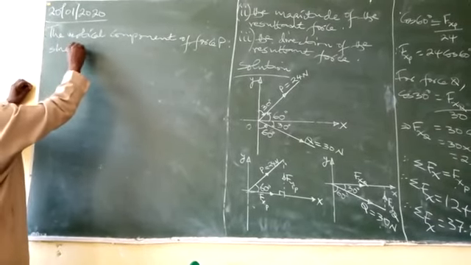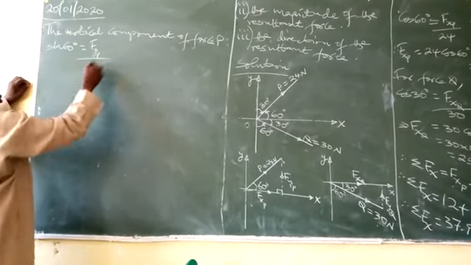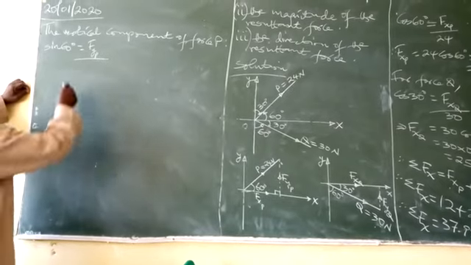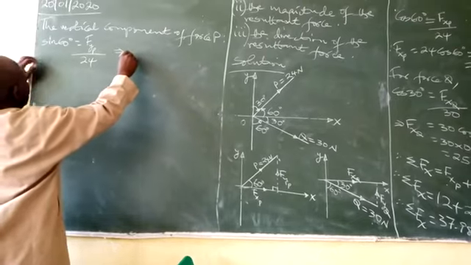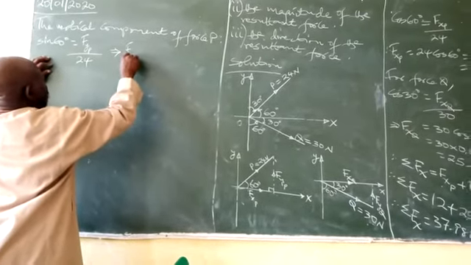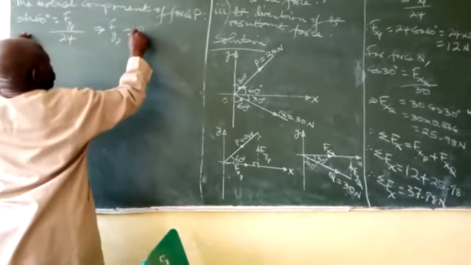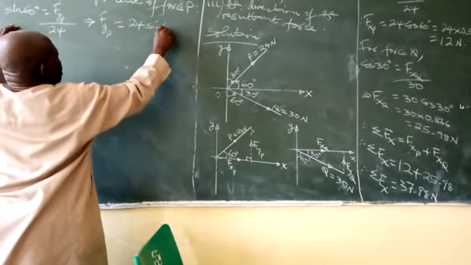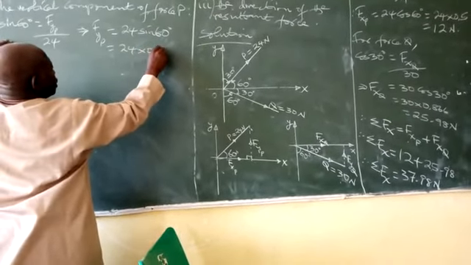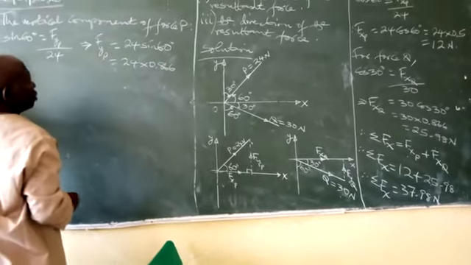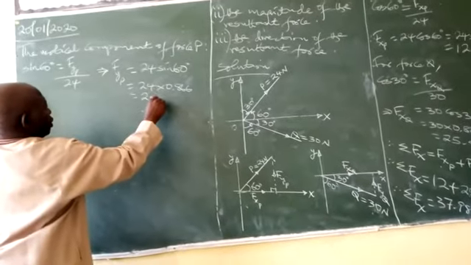Sine 60 degrees is equal to F sub y P over 24. So if I cross multiply now, F sub y P is equal to 24 sine 60 degrees. That will be 24 times 0.866. So what do we have? You have 20.78.